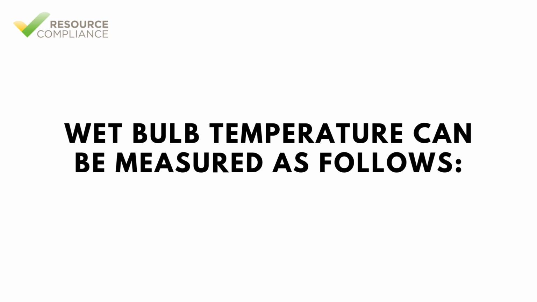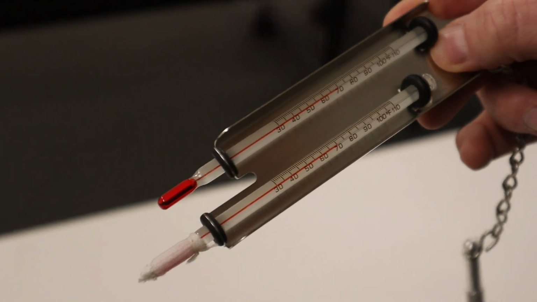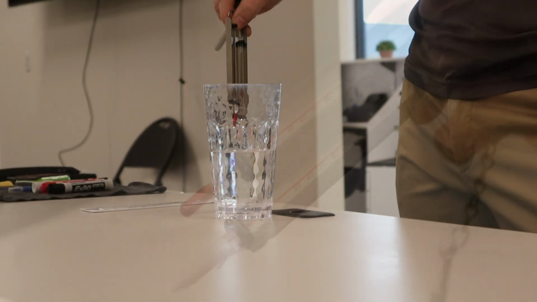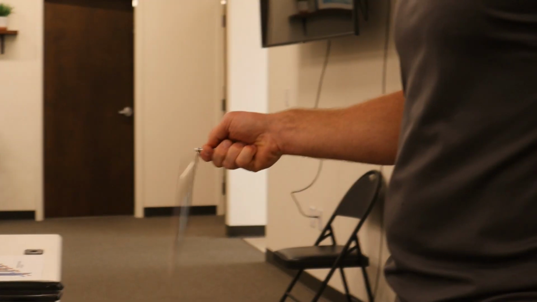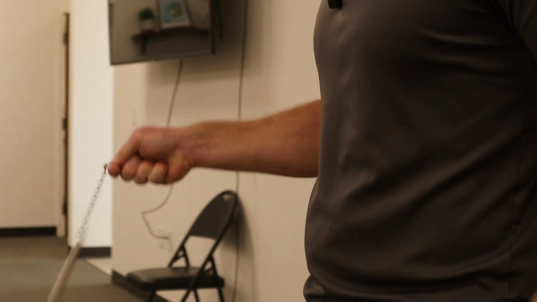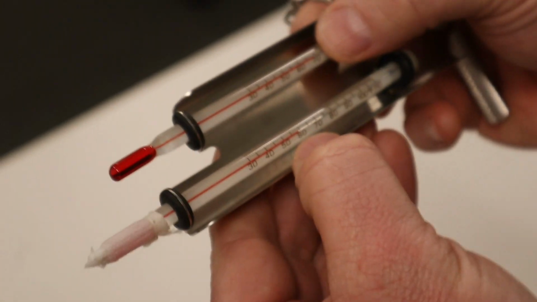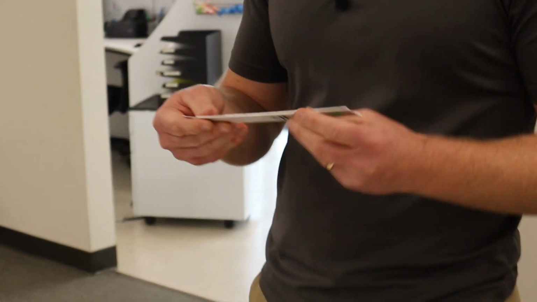Wet bulb temperature can be measured as follows. 1. Wrap the bulb of a thermometer in a moistened cloth to facilitate evaporation. 2. Circulate air around the thermometer to promote evaporation. This is typically done using a sling psychrometer, in which one thermometer measures the dry bulb temperature and the other measures the wet bulb temperature. 3. As water evaporates from the cloth, it absorbs heat from the surrounding air and the thermometer bulb, lowering the measured temperature.